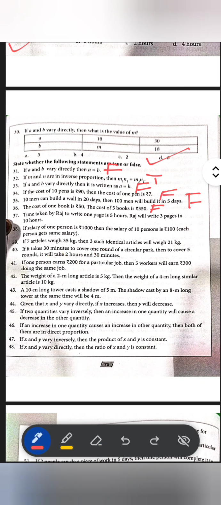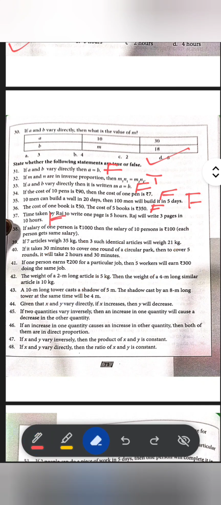Now come to question number 37. Time taken by Raj to write one page is 5 hours. Raj will write 3 pages in 10 hours. 1 page in 5 hours means 3 pages will be written in 3 into 5 is equal to 15 hours. So this statement is false.